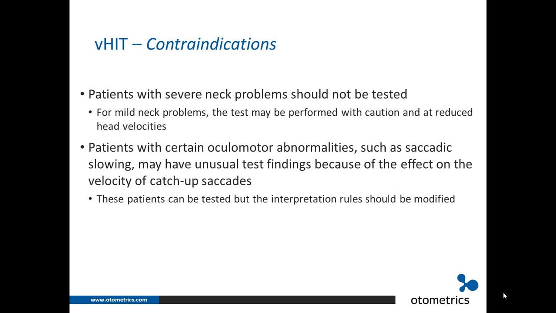The main contraindication for performing the head impulse testing is presence of neck problems. Usually patients with mild neck problems have no difficulty with VHIT if the test is performed correctly, which requires small amplitude, high velocity head movements. Because the recordings are made from the right eye, patients with prosthetic right eye or those with severely limited range of motion cannot be tested. Also, patients with certain oculomotor abnormalities, such as saccadic slowing or internuclear ophthalmoplegia, may have unusual findings in VHIT because of the change in the velocity profile of the catch-up saccades.